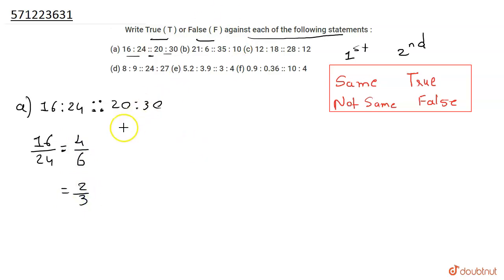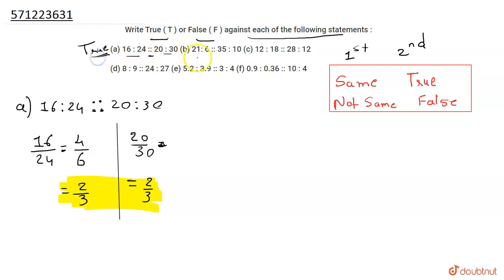Now this is the first ratio. Now the second ratio is 20 by 30. So the zeros will be cut, and that will become 2 by 3. So here we say that the ratio is the same. The first statement is true. So A is a true statement. Now let's find for B.